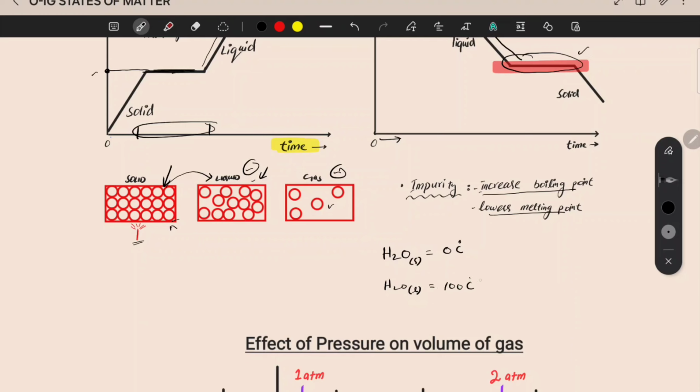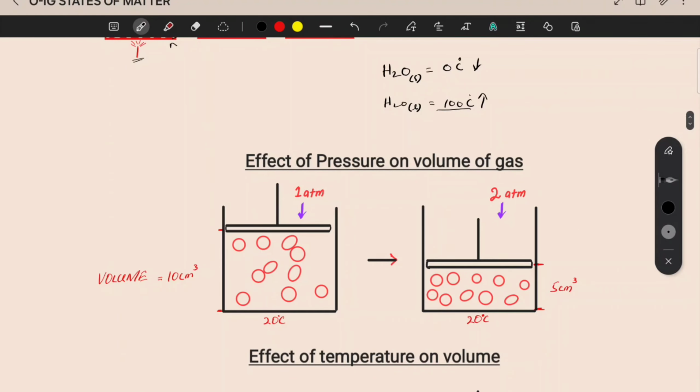But if you have impure water, then the boiling point will be more than 100 degrees centigrade and the melting point will be less than 0 degrees centigrade. So this is how, if an impurity is present in your sample, it will change its boiling and melting point. Now that substance will boil over a range of temperature, like it can boil at 100 degrees centigrade, 101 or 102. So the boiling point will be more than the required temperature. So these were heating and cooling curves.